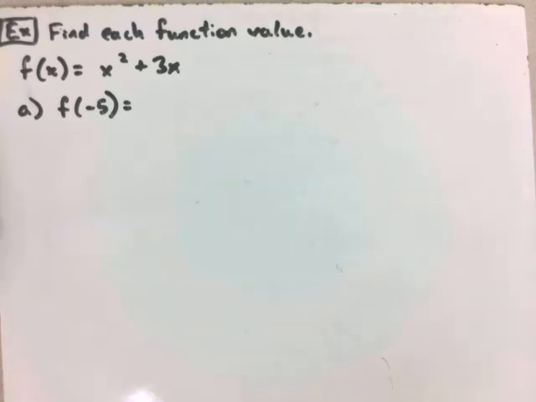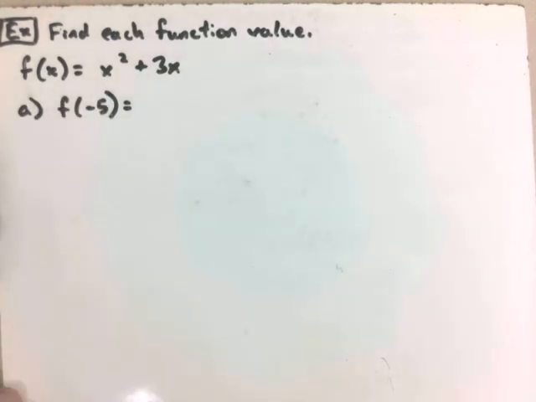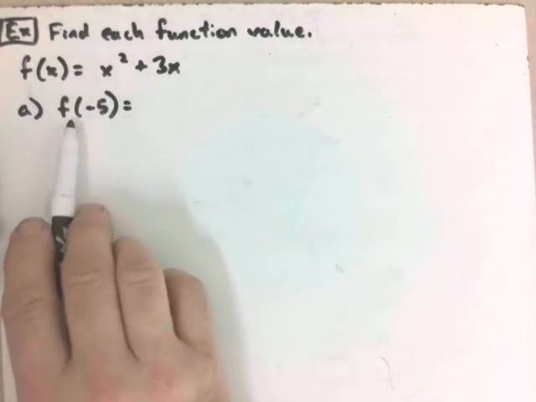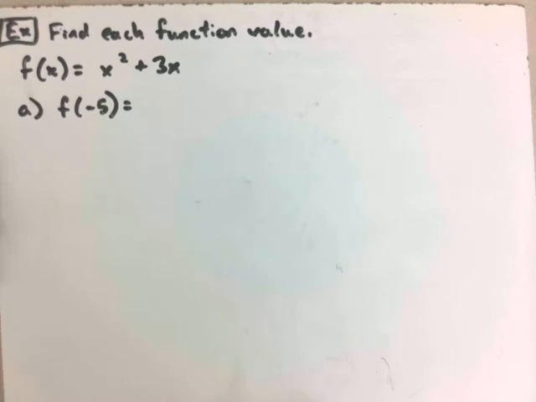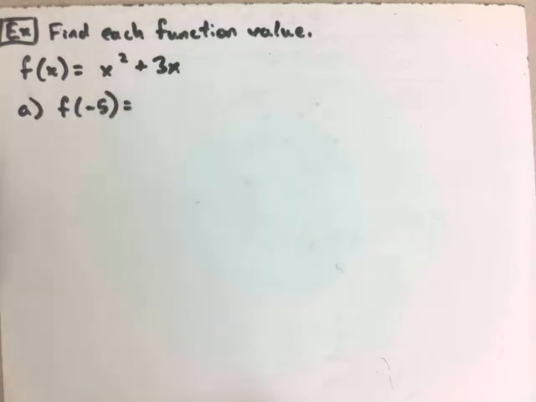For this example, we need to find each function value. We're going to be using function notation. We have our function up here at the top, f of x is equal to x squared plus 3x. They want us to calculate f of -5. So we're going to take this -5 and we're going to plug that in for the x's in the problem.